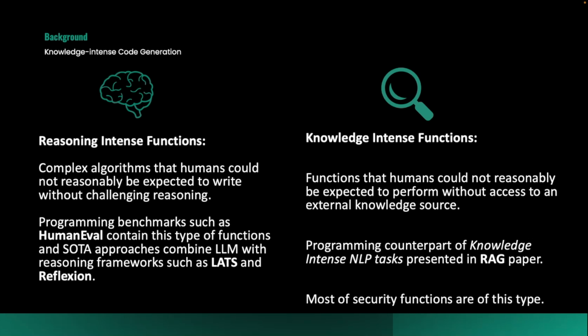Usually in benchmarks for code generation like HumanEval, there are a lot of what we call reasoning intense functions, which are complex algorithms that can be solved simply by reasoning about the algorithm. Maybe these functions are really similar to the ones that you can find in a coding interview. The idea is that sometimes, no matter how much you reason about a problem, you simply cannot solve it if you don't have some knowledge. For example, if I ask you where Leonardo da Vinci was born, you can reason a lot about the problem, but if you don't have the ground truth knowledge, you will never give the correct answer.